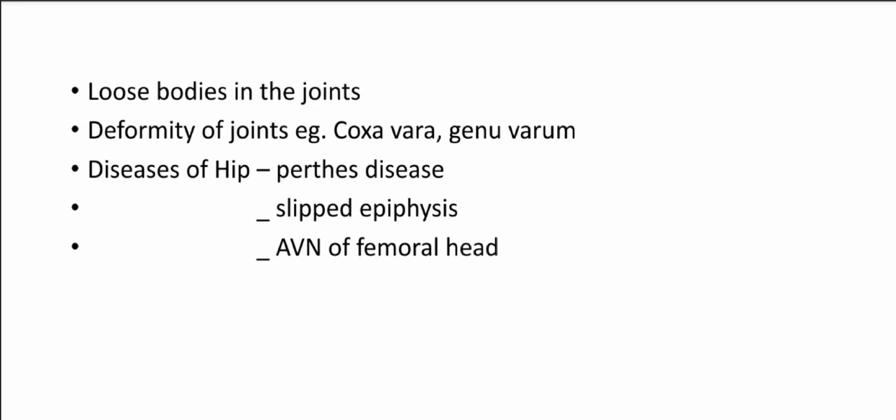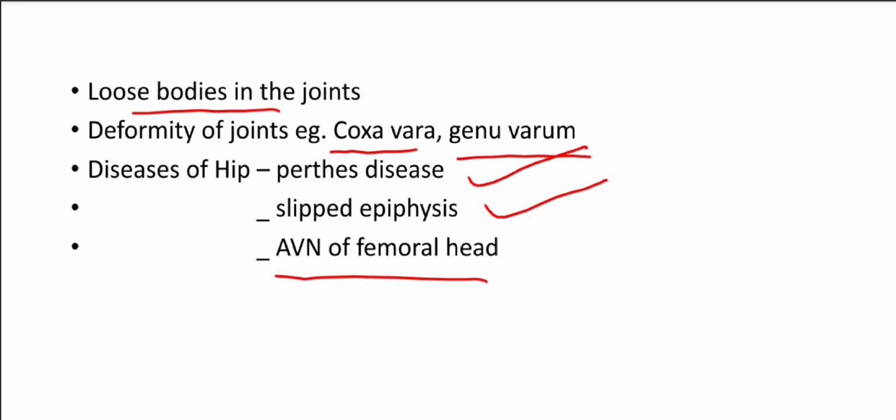Loose bodies in the joint. Sometimes there are loose bodies present within the joints, and deformities of the joint, for example, coxa vara and genu varum. Coxa vara happens in the hip and genu varum happens in the knee. Diseases of the hip, for example, Perthes disease, slipped epiphysis and avascular necrosis of the femoral head. Avascular necrosis occurs because there is interrupted blood supply to the head of the femur.